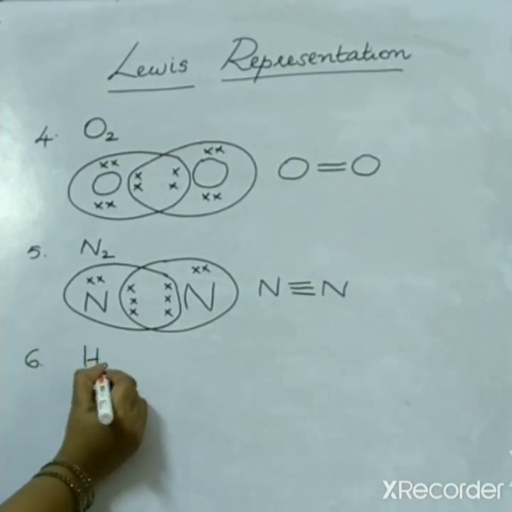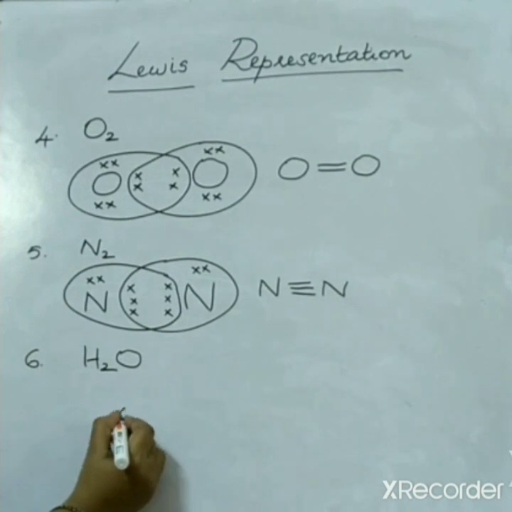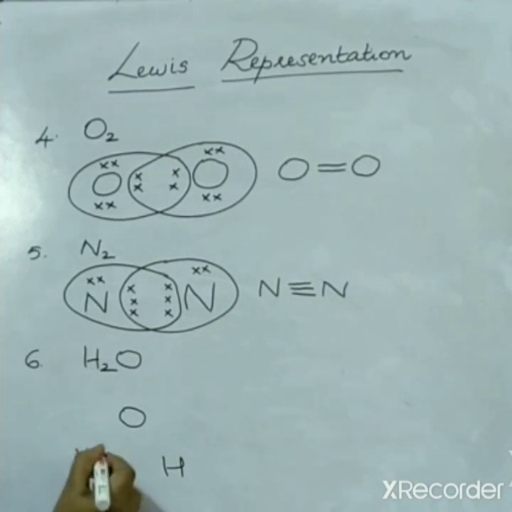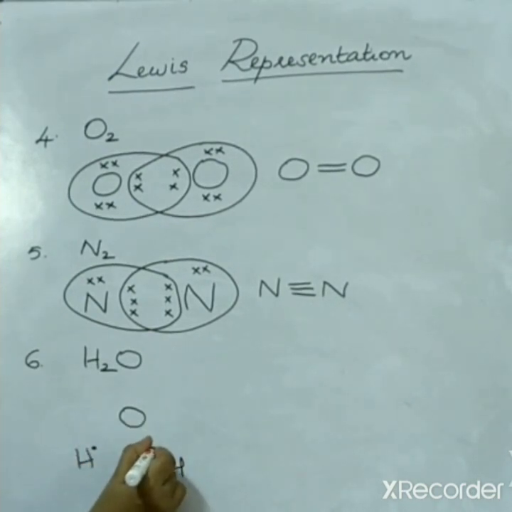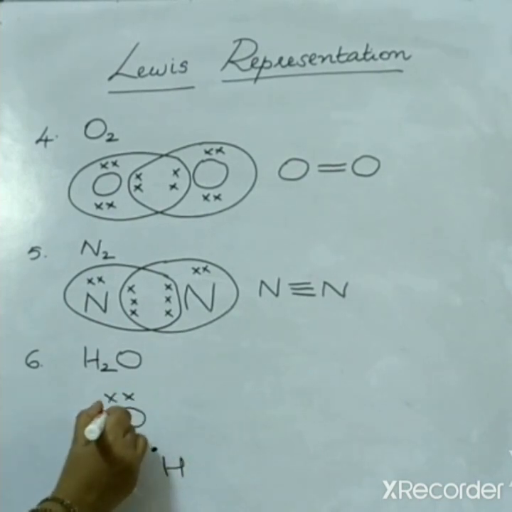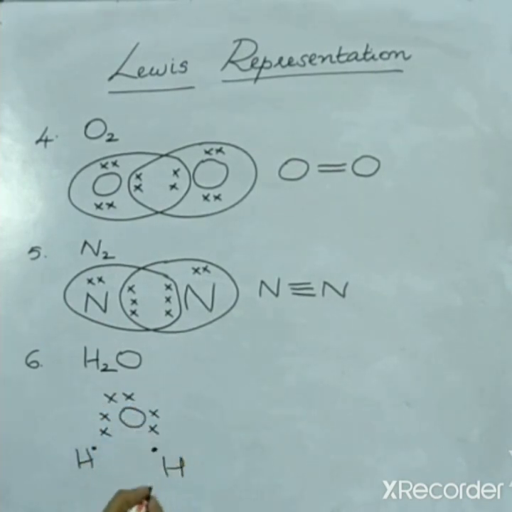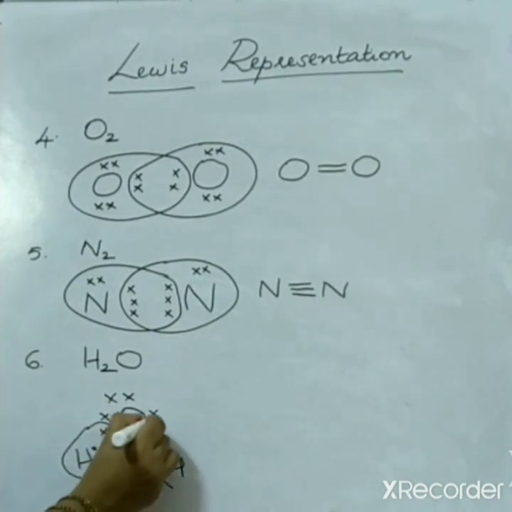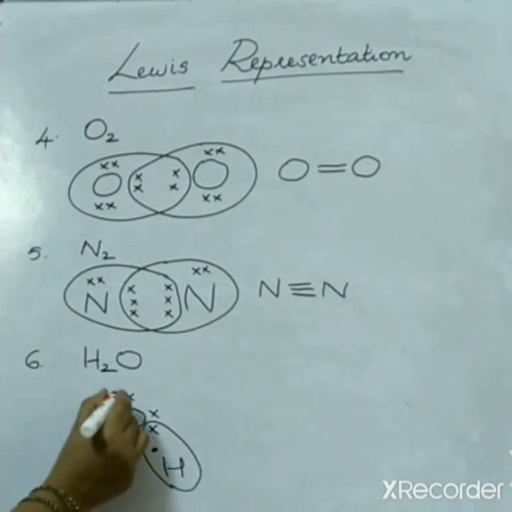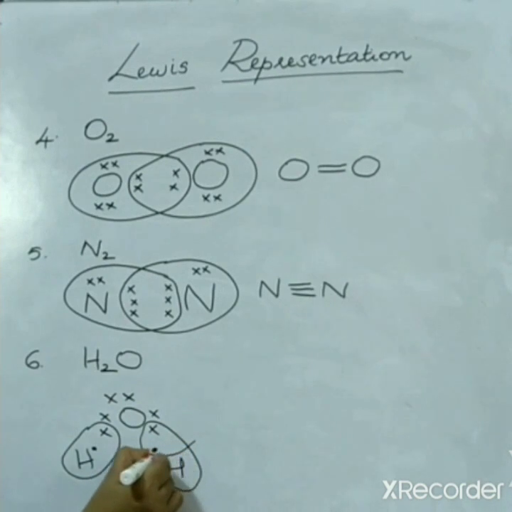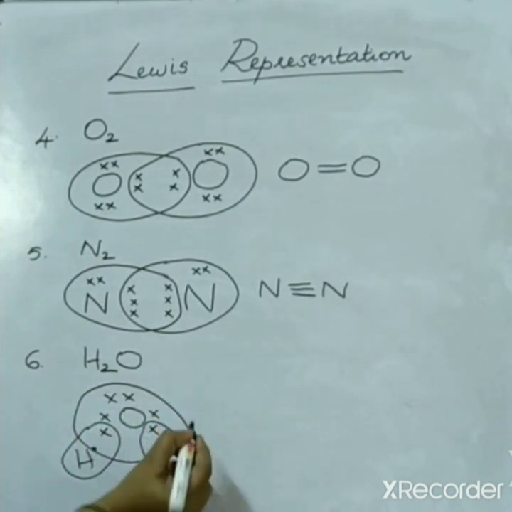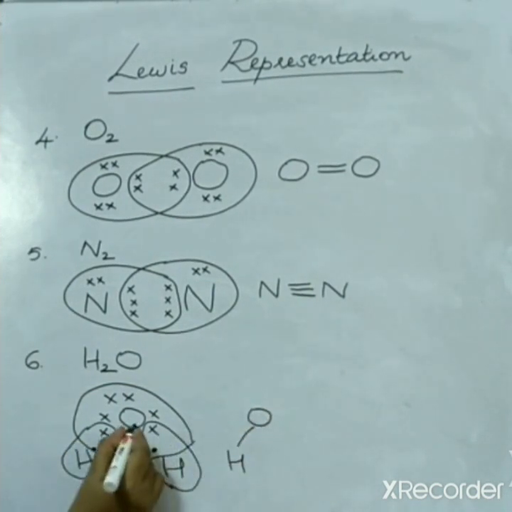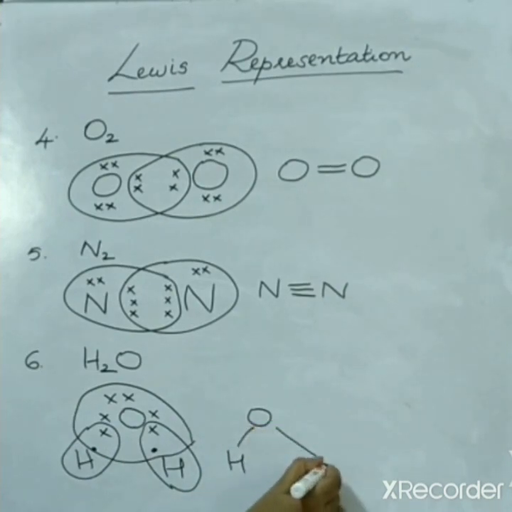Now consider water H2O. You can show oxygen at the center and hydrogen on the sides. Each hydrogen atom has 1 valence electron. Oxygen has 6 valence electrons. Each hydrogen atom requires 1 more electron to get a stable configuration. Therefore, out of the 6 valence electrons, 1 electron will be shared with 1 hydrogen and the other electron will be shared with the other hydrogen atom. Hydrogen shares its electron with oxygen. A pair of electrons is shared between oxygen and hydrogen. Therefore, a single bond is formed between oxygen and hydrogen. Such 2 bonds are present.